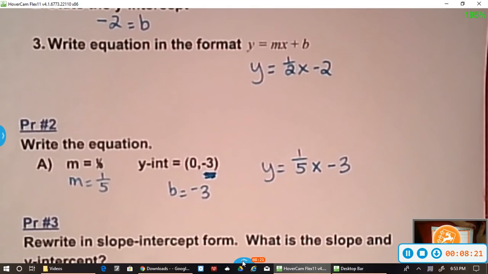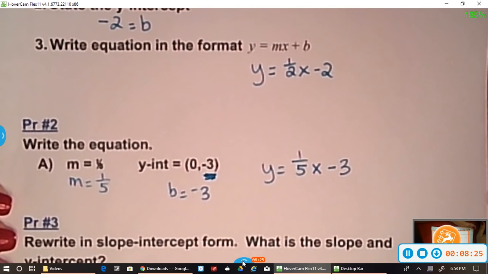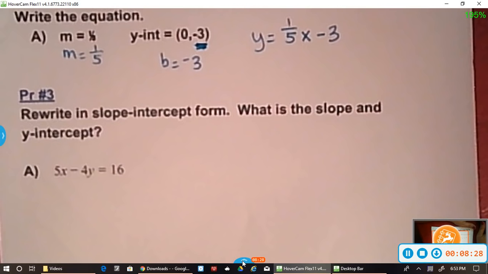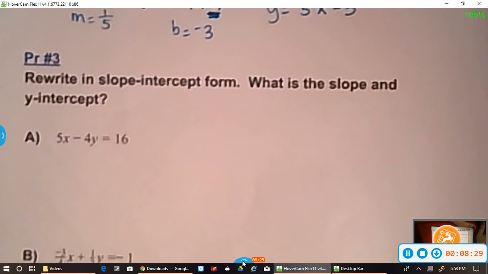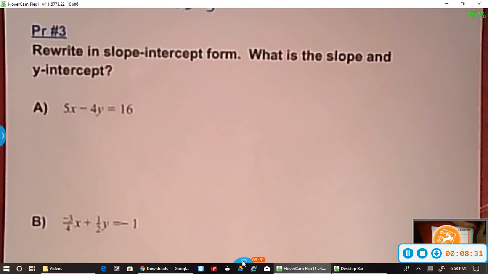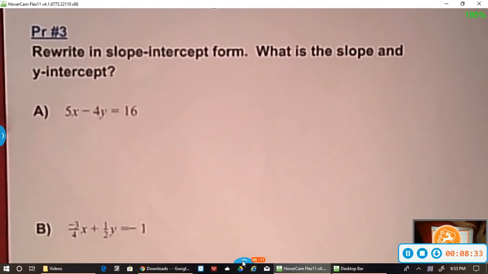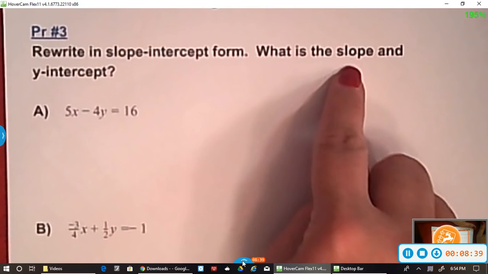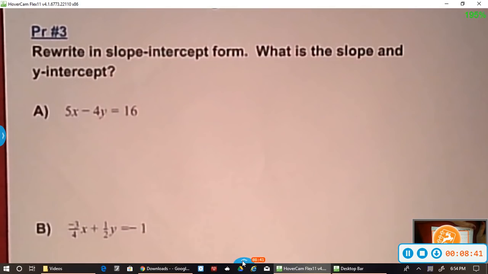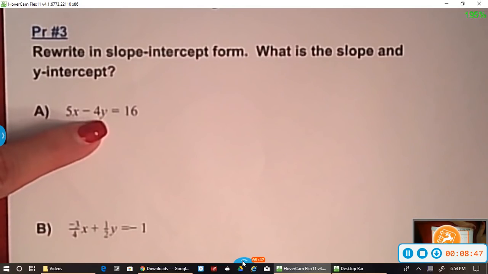Okay, just a couple more problems and that will be it. So I'm going to keep this one to 2 videos instead of splitting it up into 3. Alright, for problem number 3, they asked me to rewrite these equations in slope-intercept form, and then they ask what is the slope, what is the y-intercept. So what I have to do for problem A is work to get y by itself.